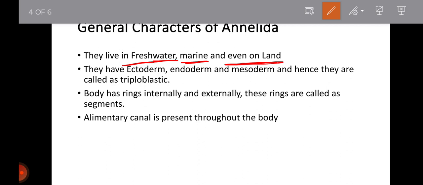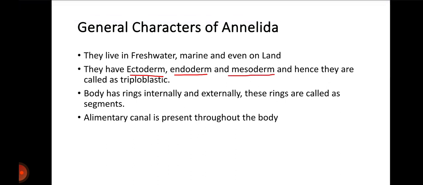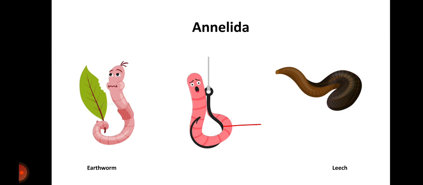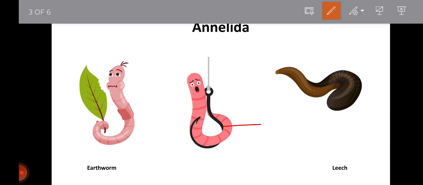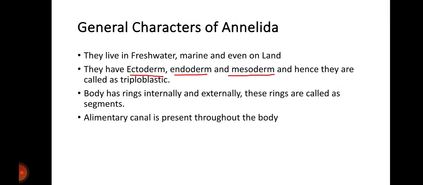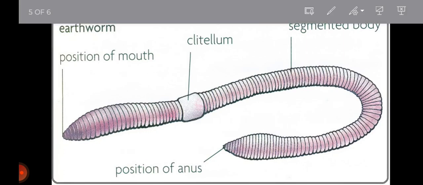Now the body is triploblastic. What does triploblastic mean? That the body has ectoderm, endoderm and mesoderm. Let me take you back to the previous slide. Here the ectoderm is the outer layer, the endoderm is the inner layer and the mesoderm is the middle layer. So the body has all the three layers.